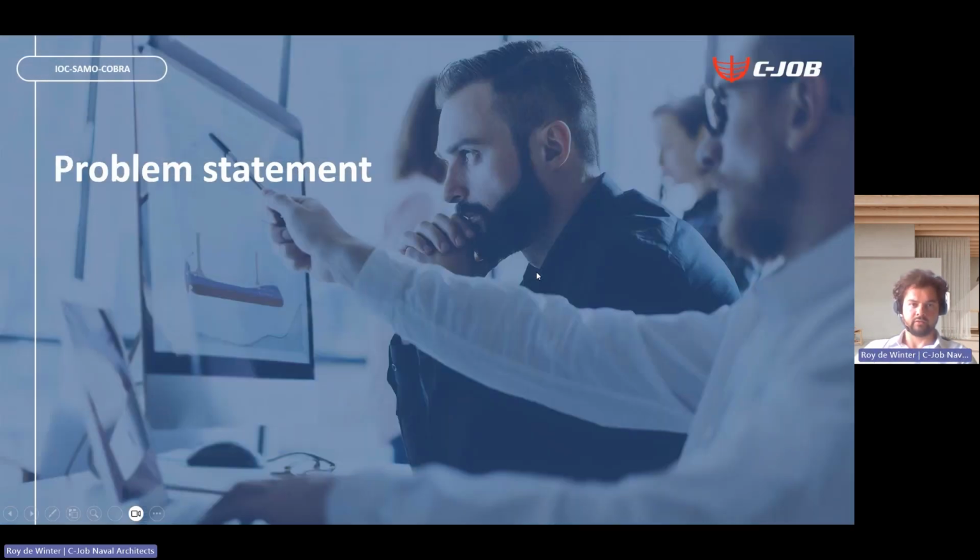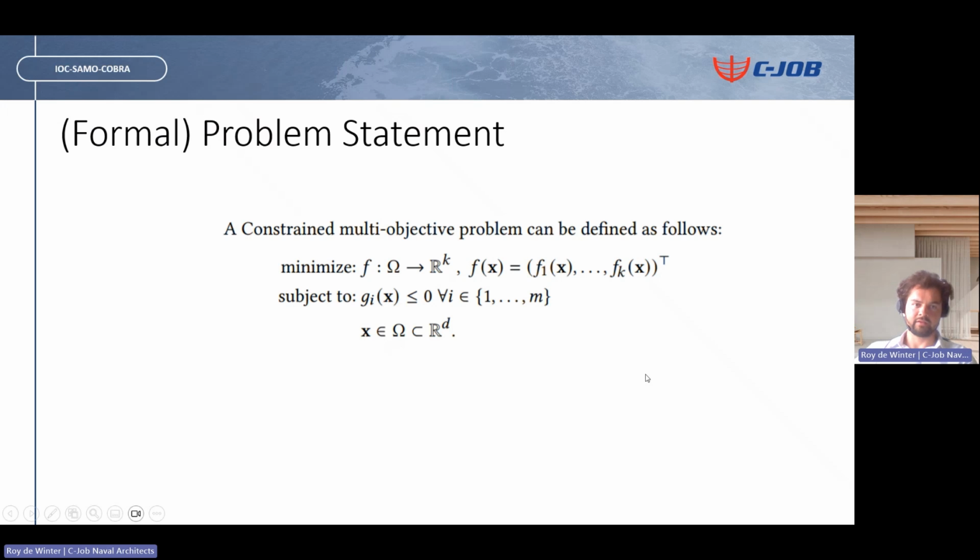So let's go straight to the problem statement. The problem at hand is that we have a constrained multi-objective optimization problem that is defined with k objectives that can be either expensive or inexpensive, m constraints that can also be expensive or inexpensive, and d decision variables.